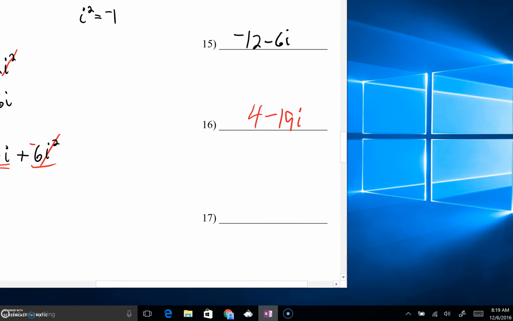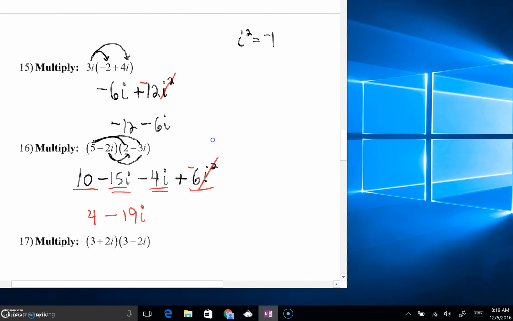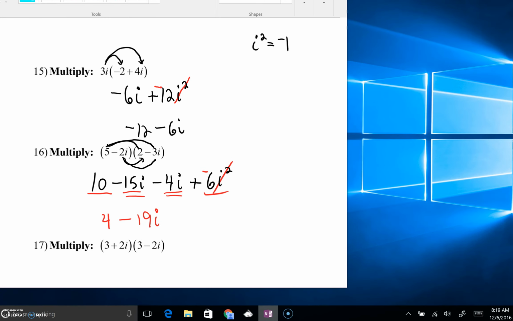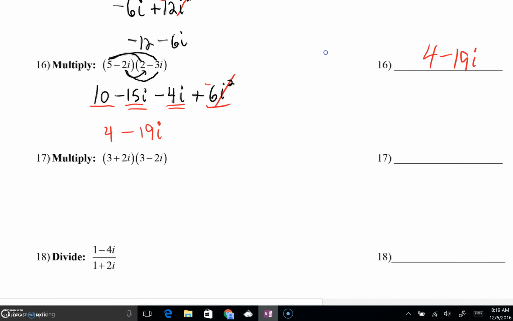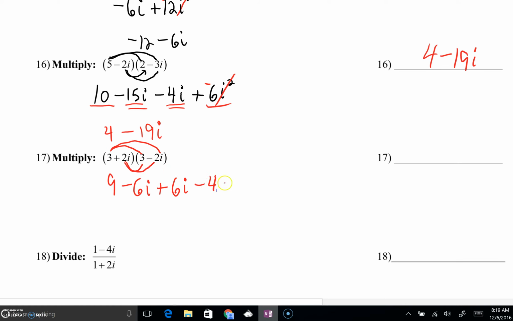Now, number 17 is actually going to be very, very close to the same problem. You can see 17, we're just going to be distributing. And all we've got to do is FOIL. We'll go 3 times 3 is 9. 3 times negative 2i is minus 6i. 2i times 3 will get a plus 6i. And 2i times a minus 2i will get negative 4i squared.